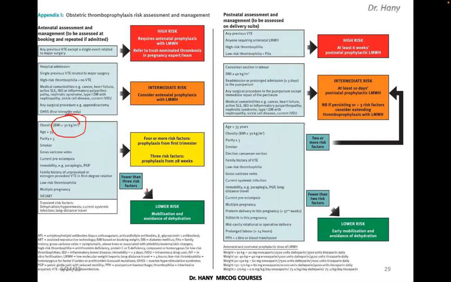Antenatal, the patient is ambulated and hydrated, unless it is extremely high, more than 50 or so, then I will be a little bit risky. If a woman has a previous VTE, any question about the VTE? I think I speak about the VTE a lot. Any question about the VTE?